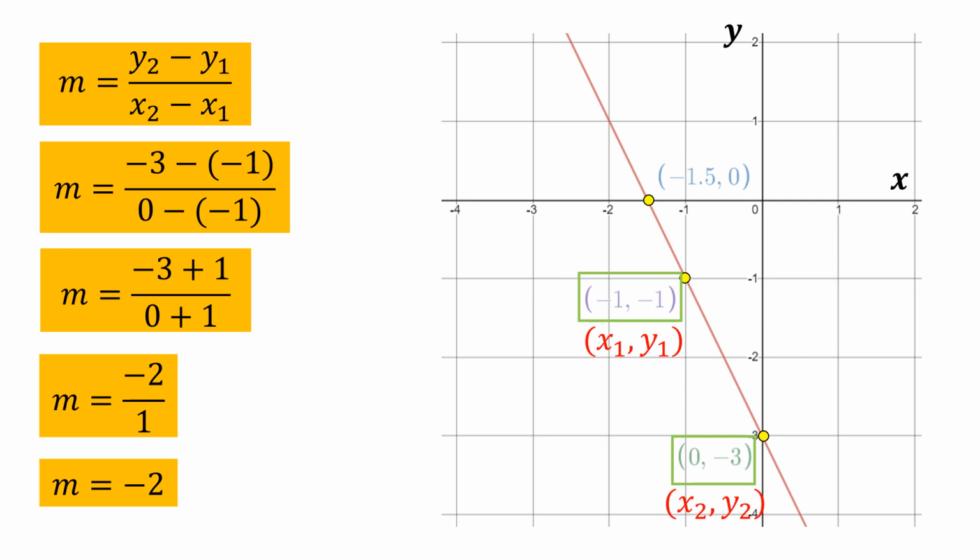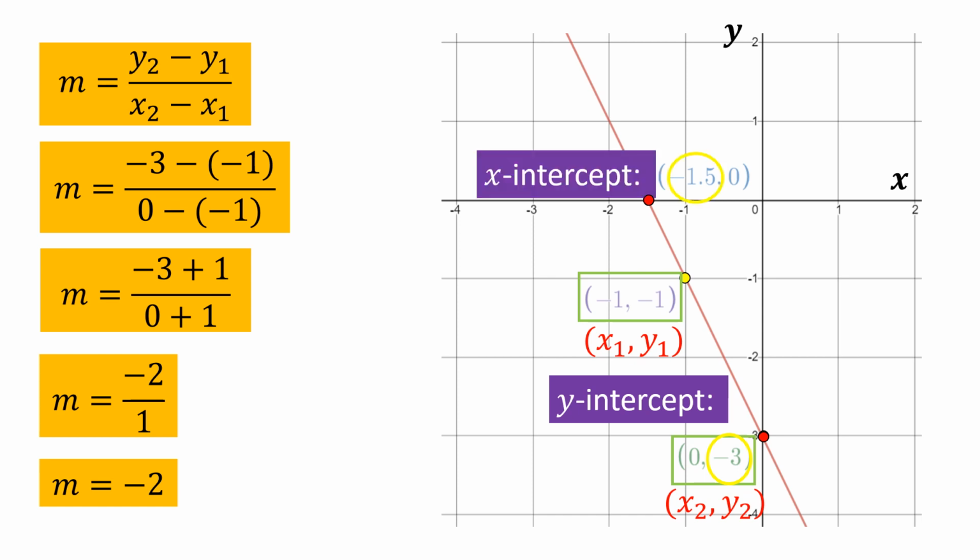The graph of the equation intersects the y-axis at point 0, negative 3. The y-intercept is indeed negative 3. Moreover, the graph of the equation intersects the x-axis at point negative 1.5, 0. The x-intercept is really negative 1.5.